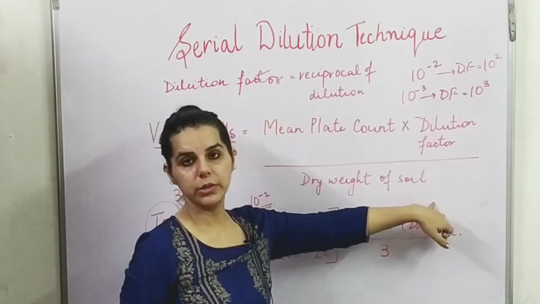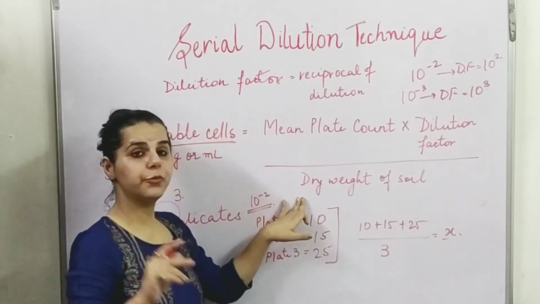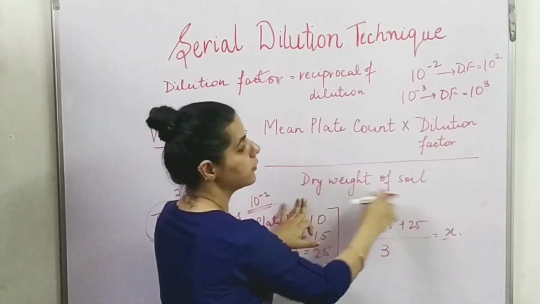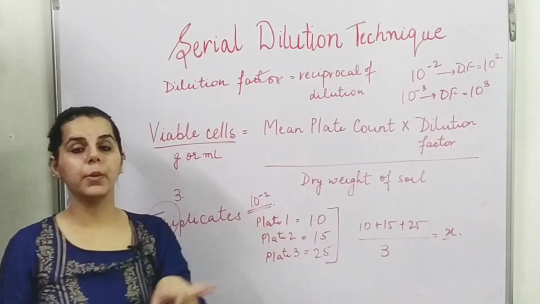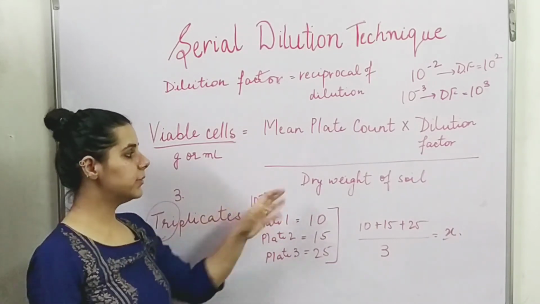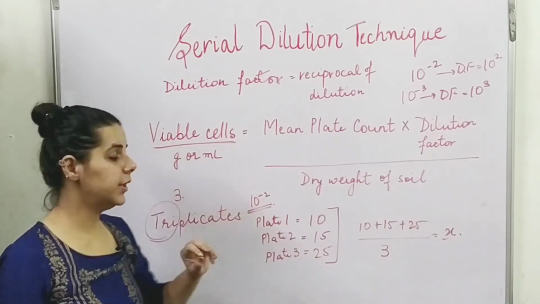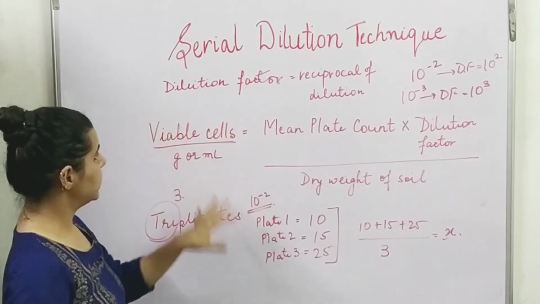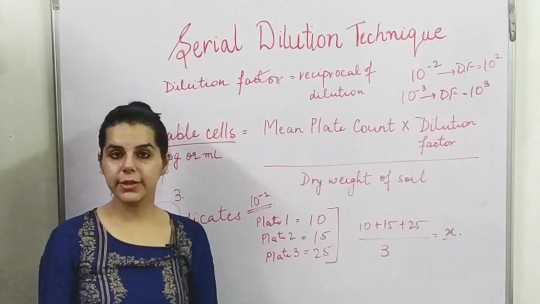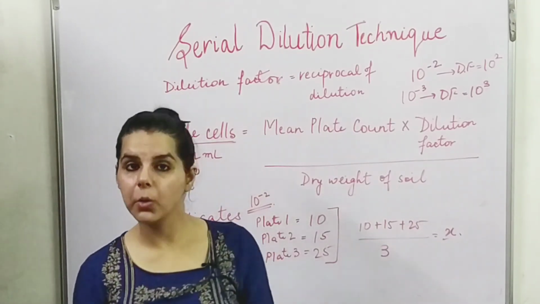weight of the soil. So, before proceeding, you first need to take this dry weight of the soil, whatever amount you are using. If you are using 10 gram, then take 10 gram, right? So, this is all about serial dilution technique or the viable plate count method.